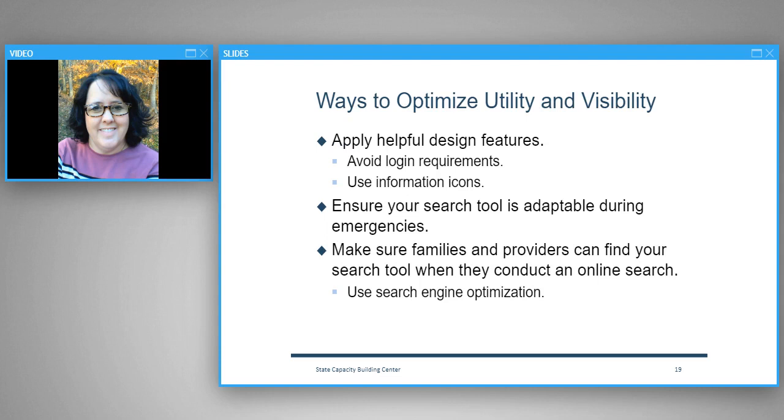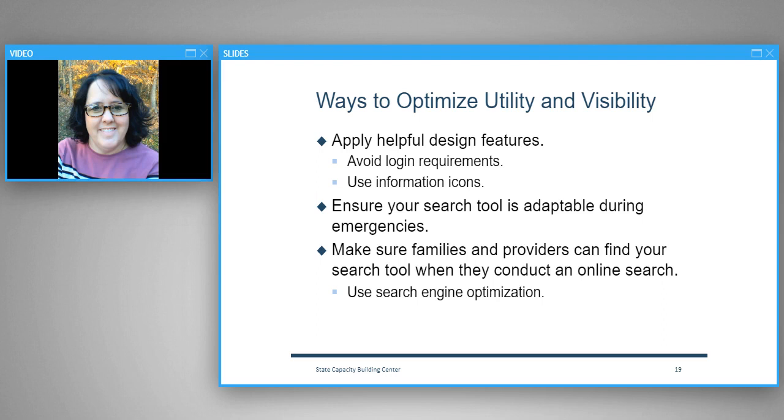I want to talk just a little bit about the ways to optimize utility and visibility. In order to strengthen the utility and visibility of your search, you also want to consider how and when to address some of these questions. The first question that you would want to pose is, how does the design of your child care search feature and search results page help families search for child care?